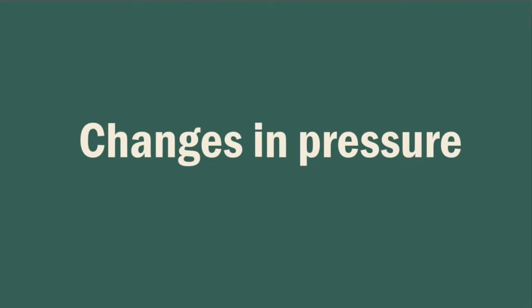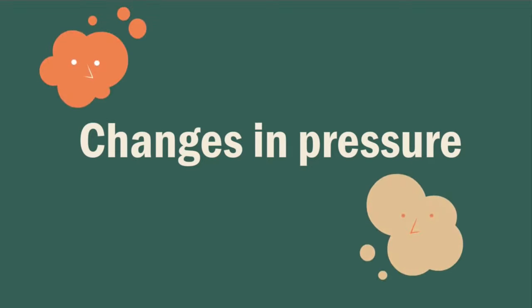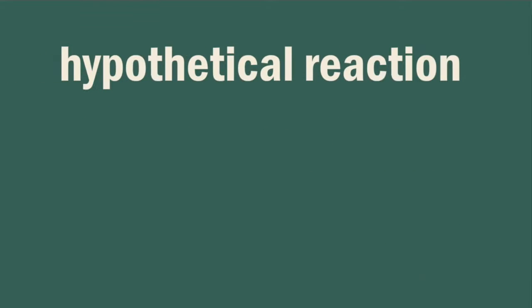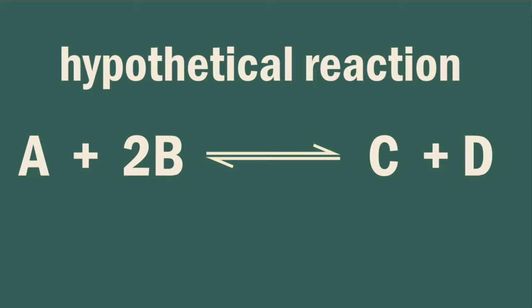Changes in pressure. The stress to a system at equilibrium is only applicable to gaseous systems. For this stress, we will examine another hypothetical reaction at equilibrium, where reactant A reacts with 2 moles of reactant B to form product C and product D.